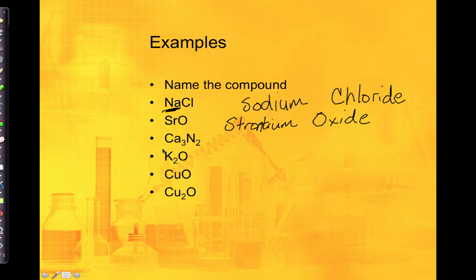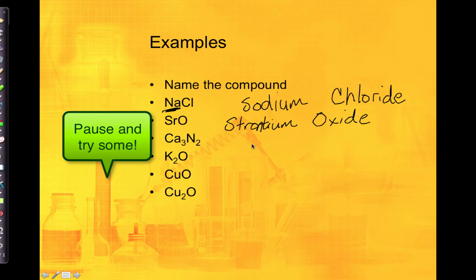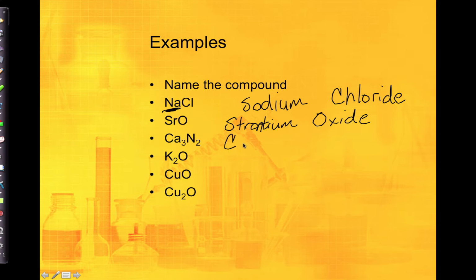All right, so let's look at the next one. So we have Ca, which is calcium, which is on the left of the periodic table. It's a metal, so calcium just stays calcium. It is not a transition metal. It is not a metal that has more than one charge, so I just leave it alone. I don't worry about the charge. And then nitrogen becomes nitride.